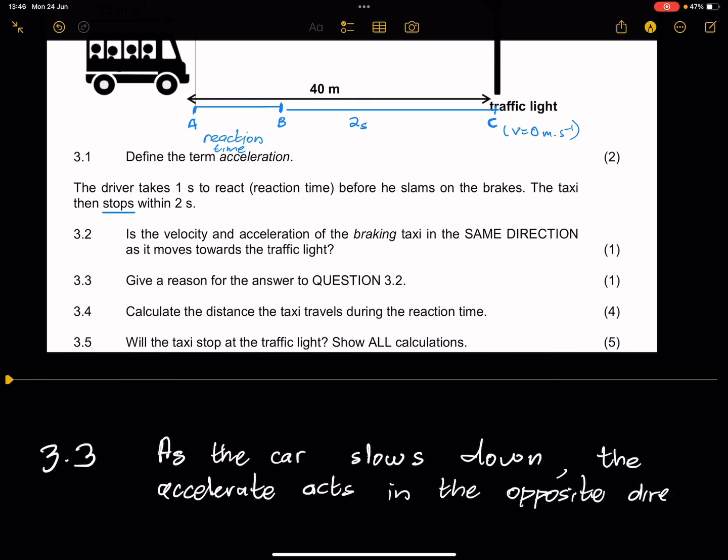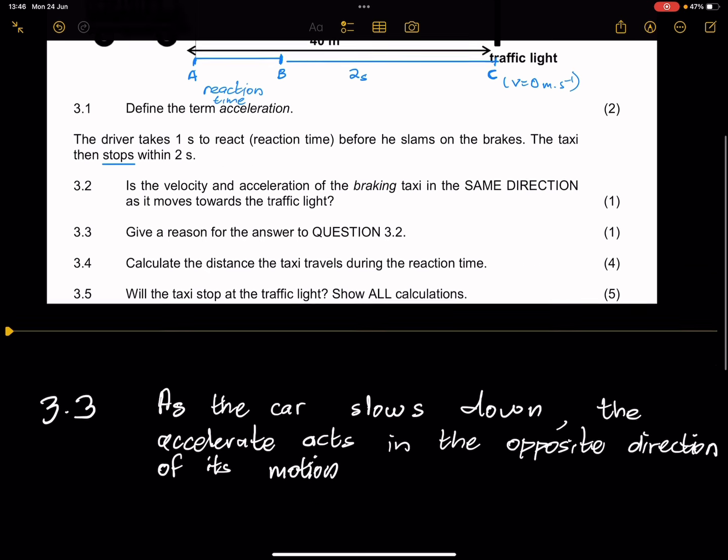Right, I'll say opposite direction of its motion. Right, now I am going to go to the next.